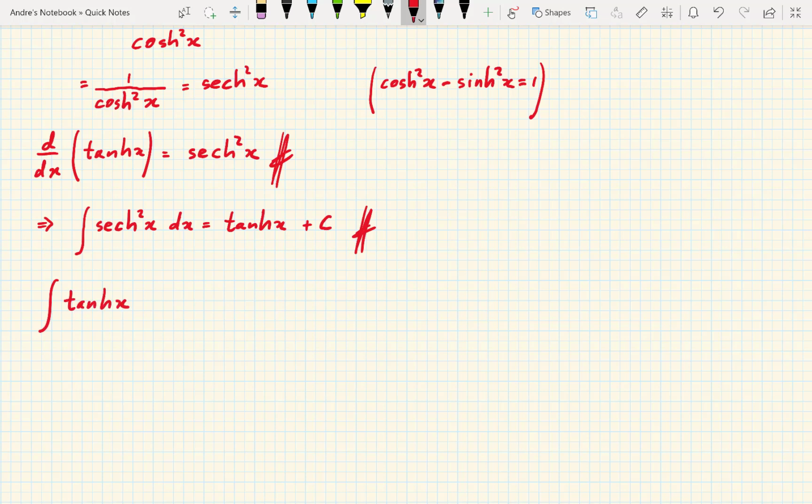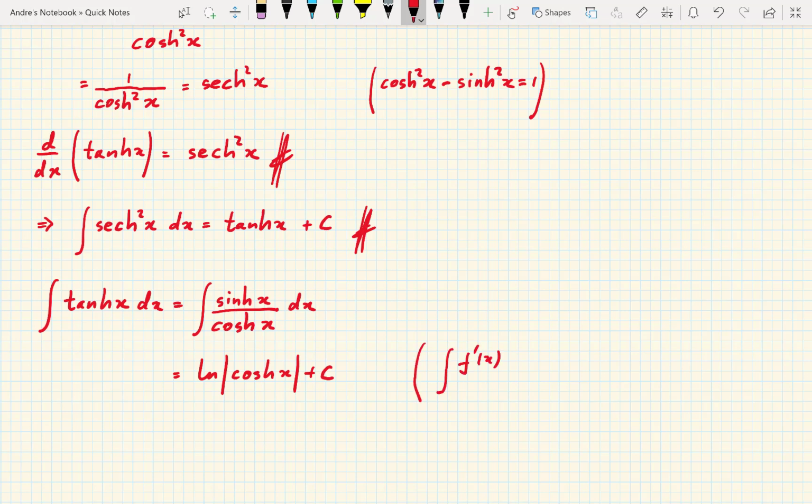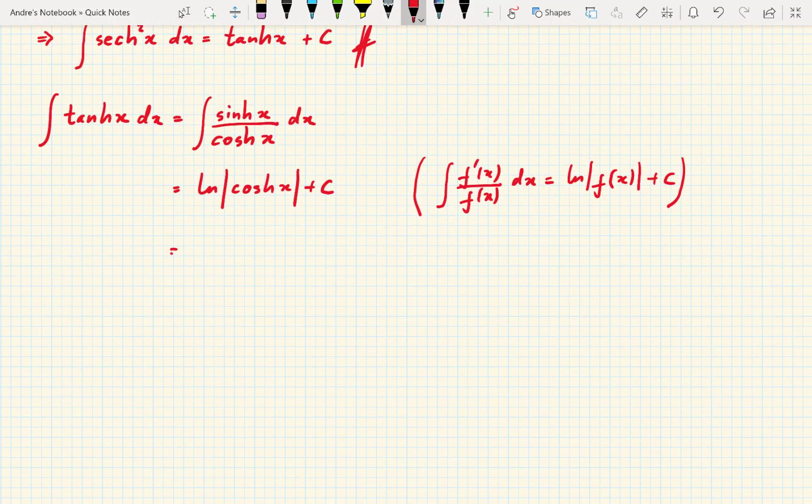Well, notice that the numerator, sinh x, is the derivative of the denominator, cosh x. There's a standard result in calculus that says that the integral of f dash of x over f of x is log of the absolute value of f of x. So in this case, the integral is the log of the absolute value of cosh x. But cosh x is always positive, so the absolute sign is not needed, and hence the integral of tanh x is simply the log of cosh x.